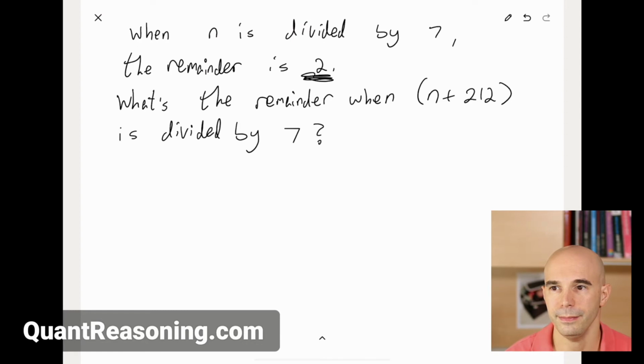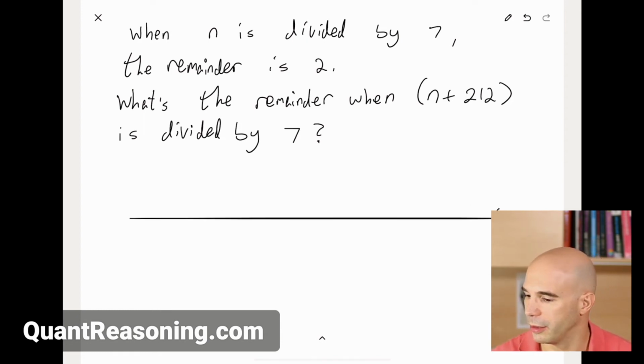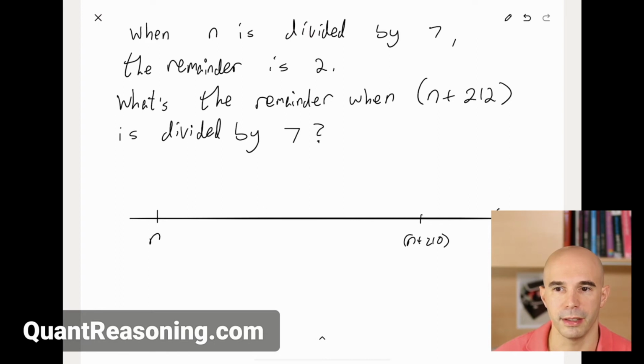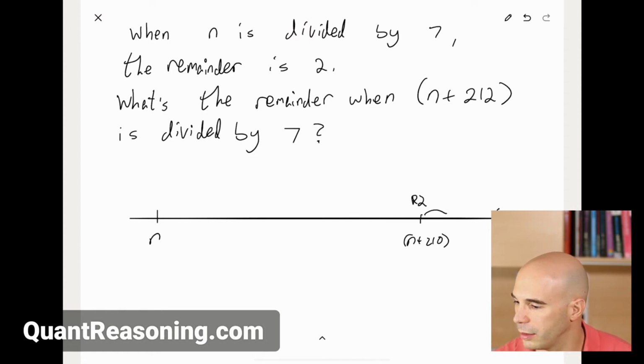Oh, okay. So n, the remainder is 2. Yeah, when n is divided by 7, the remainder is 2. We want to know what's the remainder when we divide n plus 212 by 7. Yeah, so then it's 4. That's right. So we could draw a number line and we could say, look, here's n plus 210. I know that those have the same remainder when divided by 7 because the distance between them is a multiple of 7. So we know that this one has a remainder of 2 when we divide it by 7. And where is n plus 212? 1, 2.